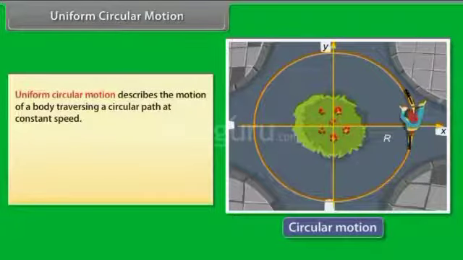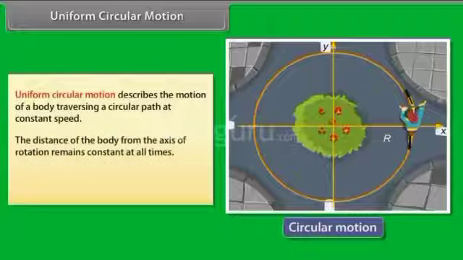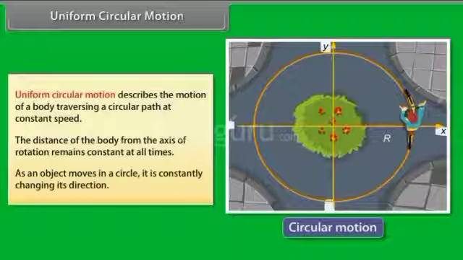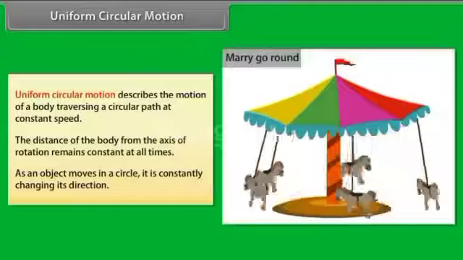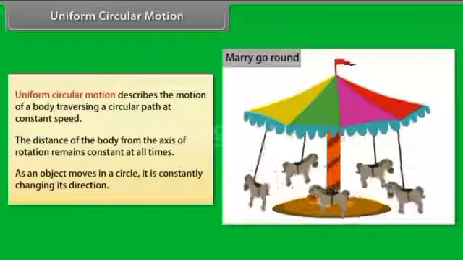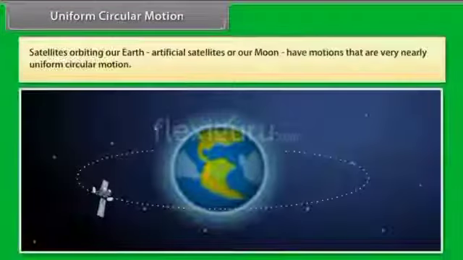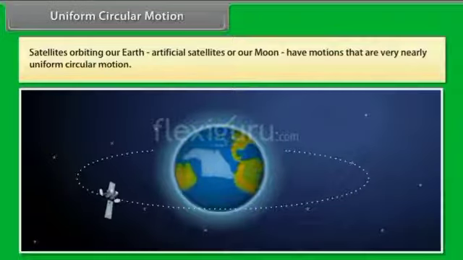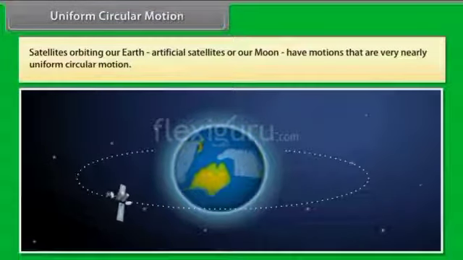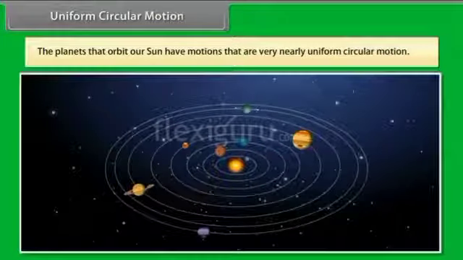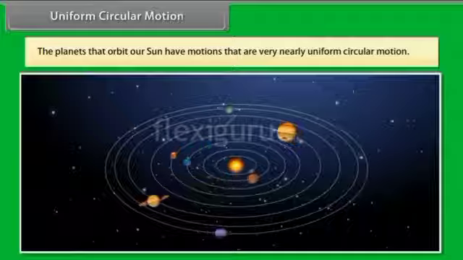Uniform circular motion. Uniform circular motion describes the motion of a body traversing a circular path at constant speed. The distance of the body from the axis of rotation remains constant at all times. As an object moves in a circle, it is constantly changing its direction. A merry-go-round is an example of uniform circular motion. Satellites orbiting our Earth, artificial satellites, or our moon have motions that are very nearly uniform circular motion. The planets that orbit our sun have motions that are very nearly uniform circular.